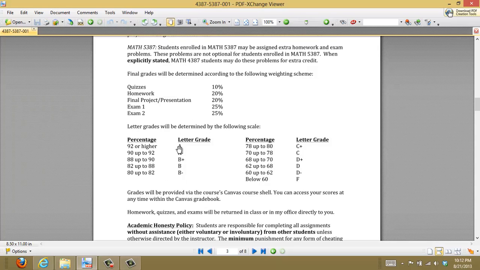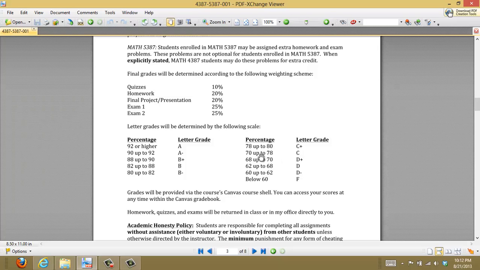So in terms of the grading scheme, I use a weighted grading scheme. Your quizzes are worth 10% of your grade, homework is worth 20% of your grade, your final project is worth 20%, and then each of your exams is worth 25% of your grade. So all the different components of the course, all the different types of assignments, are pretty important in determining your final grade. The letter grades are determined according to this scale right here, which is pretty much the common scale, except that there is no C minus.